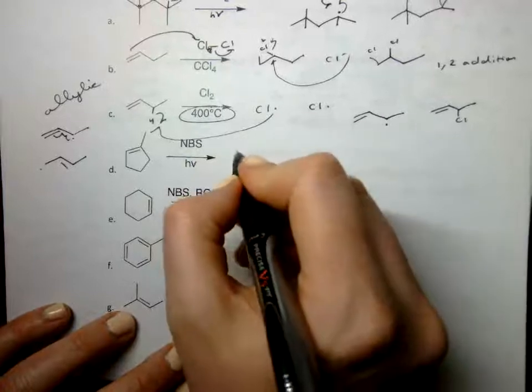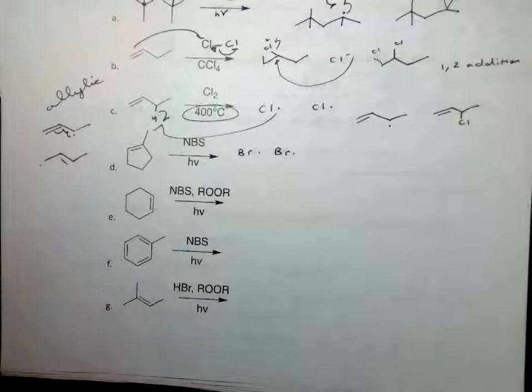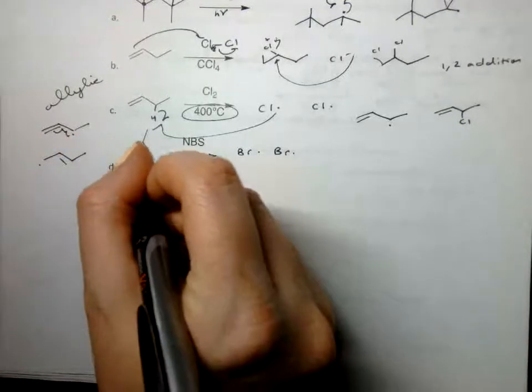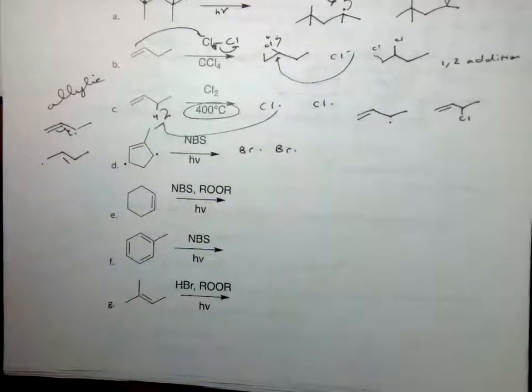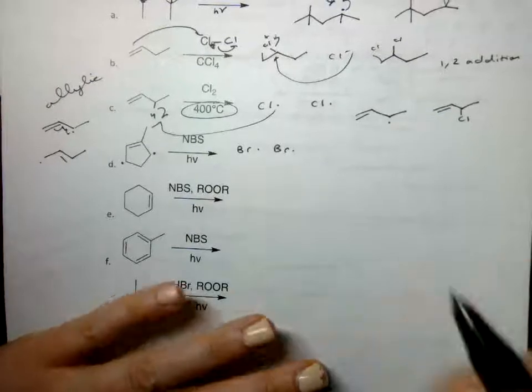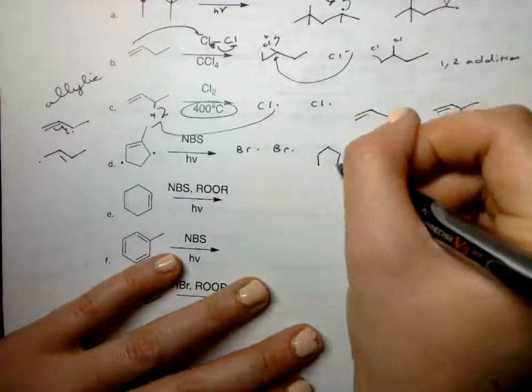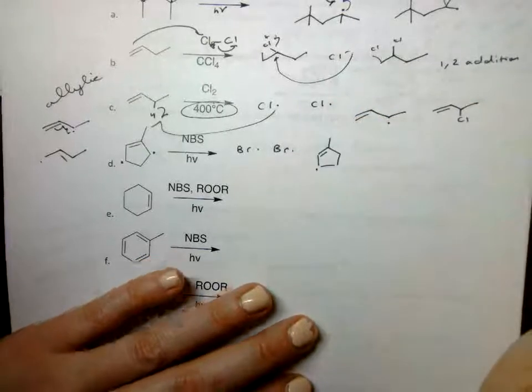Okay, NBS is the same thing. NBS with an initiator makes bromine radicals. Now, this is a good question because you could make a radical. There's 2 allylic positions, right? There's one here or here. These are very, very similar. But there is one thing that you can look at to see which one is more stable, and that is what resonance structure it would form.